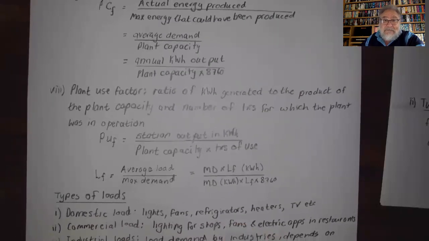Plant use factor is the ratio of the kilowatt hours generated to the product of the plant capacity and the number of hours for which the plant was in operation. So therefore it is the station output in kilowatt hours divided by the plant capacity times the hours of use. So that is the average load divided by the maximum demand, which is the maximum demand times the load factor, divided by the maximum demand times the load factor times 8,760.